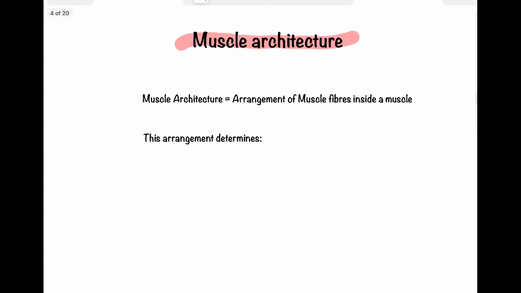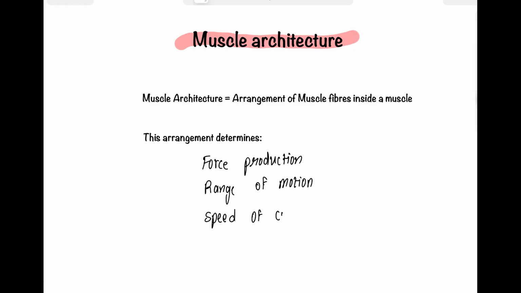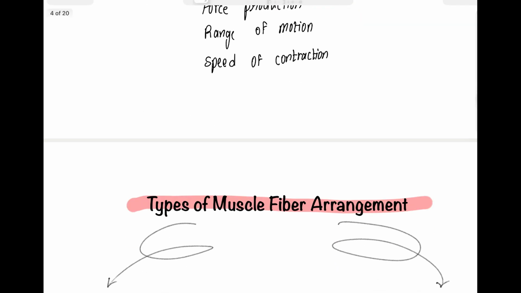Now think about this. Why can the biceps move the elbow so fast and the calf muscles lift your entire body weight? The answer is not muscle size, it's muscle architecture. Muscle architecture refers to how the muscle fibers are arranged relative to the tendon and the line of pull. This arrangement determines the force production, range of motion, and speed of contraction. So, architecture basically decides what a muscle is best designed to do.